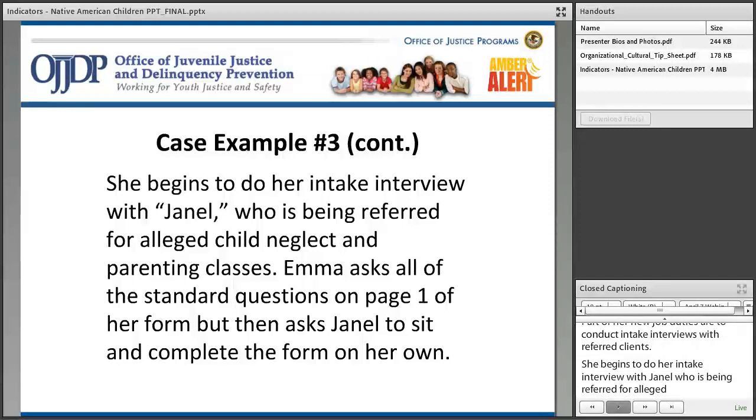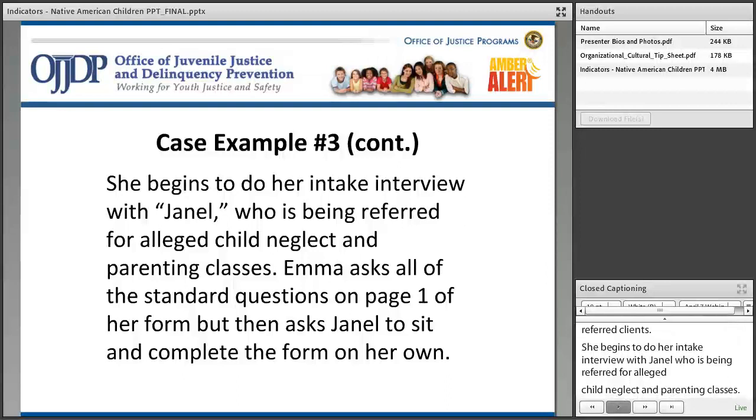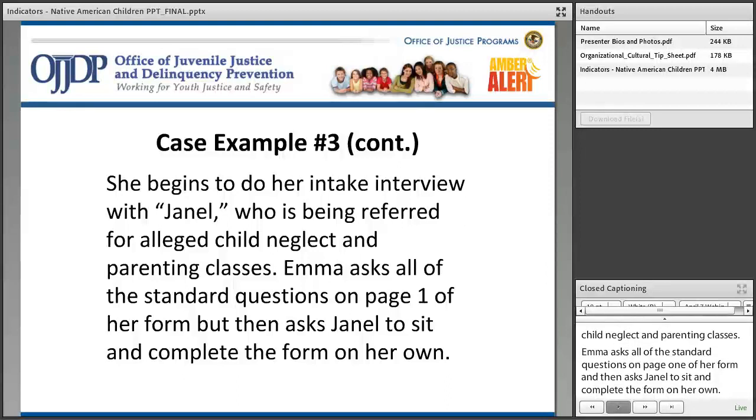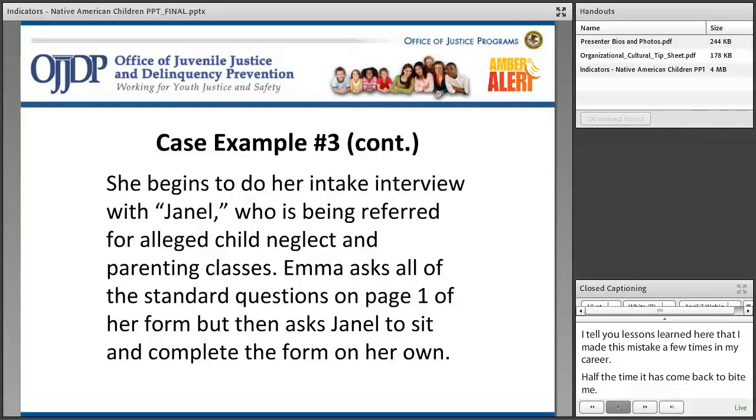So what's wrong with this situation? I tell you, the lesson learned here is that I've made this mistake a few times in my career, and half the time it has come back to bite me. Failing to ask all of the questions of the client sends a message that the client's situation is not that important, and it does not give an opportunity to find out whether Janelle is able to understand the questions, therefore providing unclear responses.